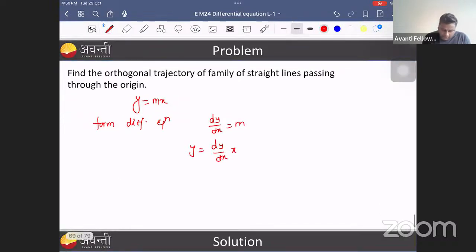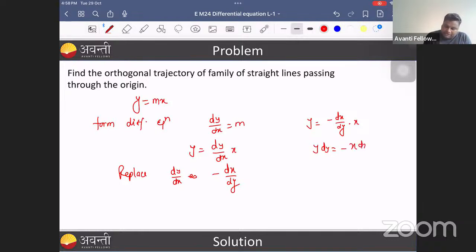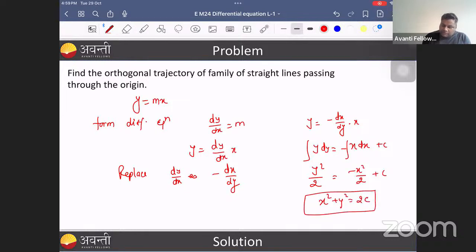Got it? Now replace dy by dx as minus of dx upon dy. So y is minus of dx upon dy into x. So it will be y dy is minus of x dx. So it is simply what? Variable separable, then integrate it. So this is y square by 2 is minus of x square by 2 plus constant. So x square plus y square equals 2 constant. So this is the orthogonal trajectory.